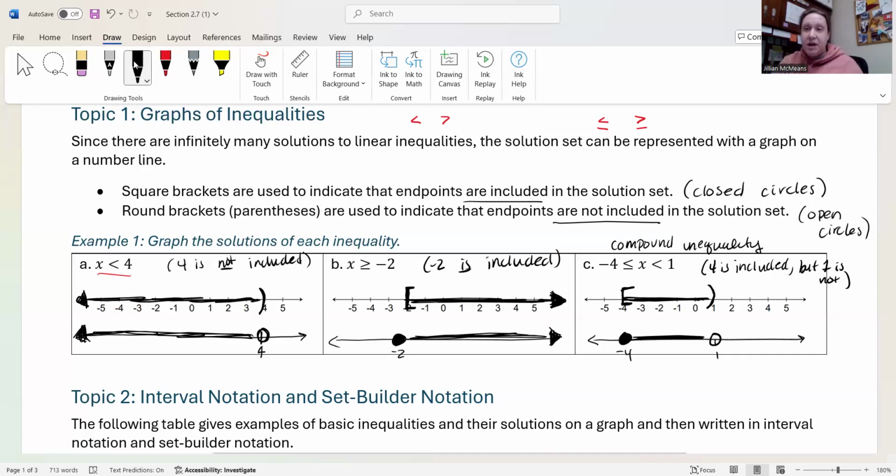So make sure you understand the strict inequalities. That's just plain less than, plain greater than. Make sure you understand the or equals to inequality. So less than or equal, greater than or equal. Make sure you understand square brackets versus round brackets, closed circles versus open circles, shading to the right, shading to the left, or these compound inequalities where you shade an interval kind of in between. All right.